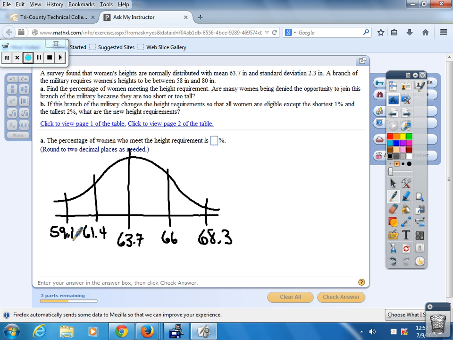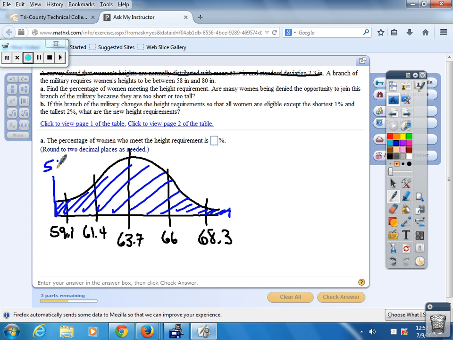All right, so there's our picture. So that takes care of this. A branch of the military requires heights to be between 58 and 80. So between 58 is down here, and what? 80. So they want to find that area between 58 and 80.